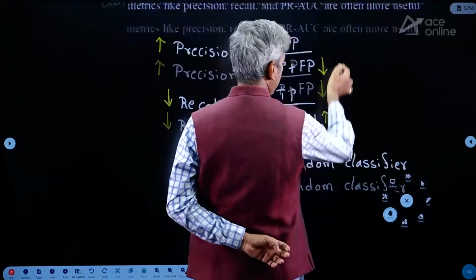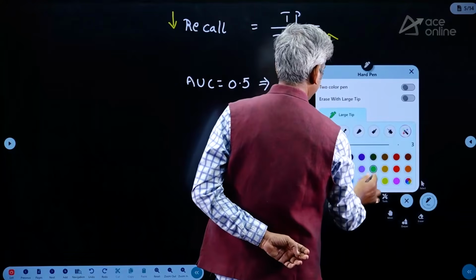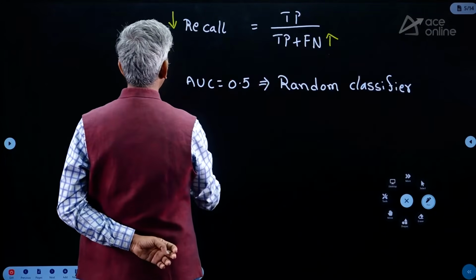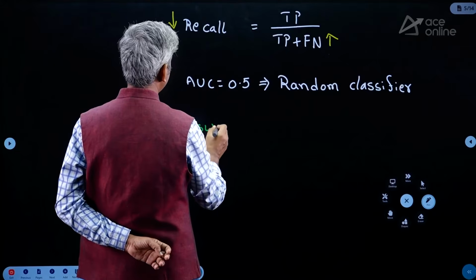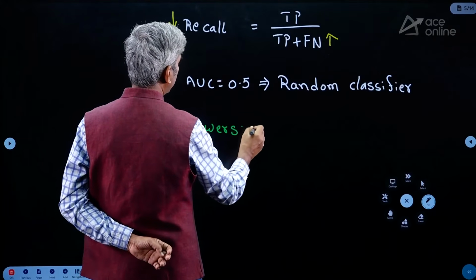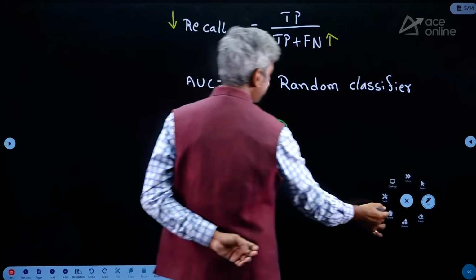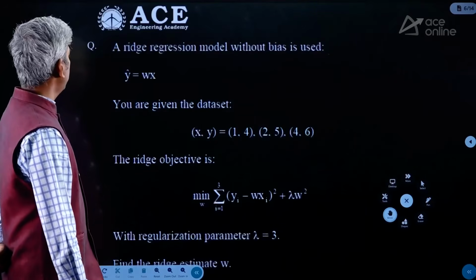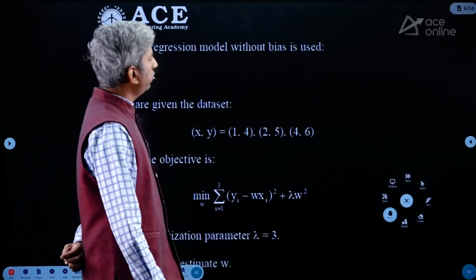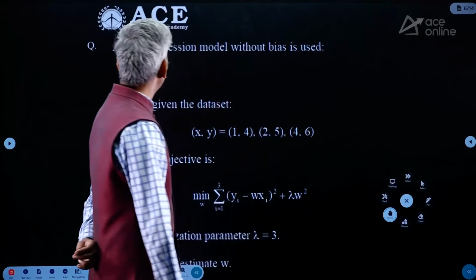So the correct answers are A and D. The given question is, a ridge regression model without bias is used, that is y hat equal to wx.